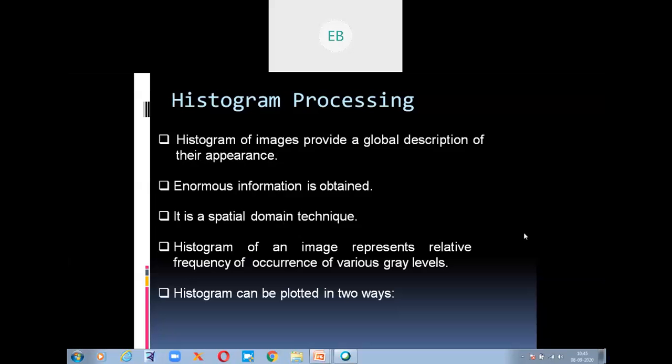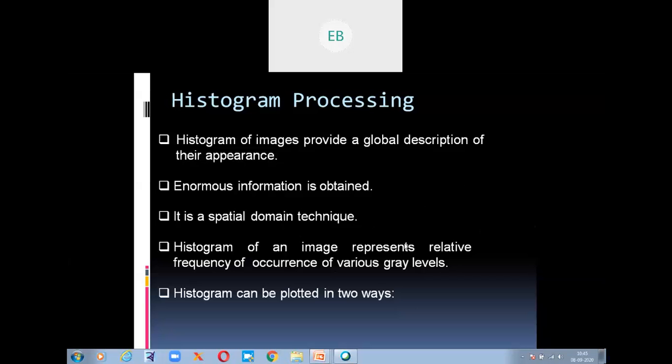Okay guys, what is a spatial domain technique? Do you remember this term? Spatial domain technique means this technique applies directly on the pixels of an image, right? That is, the processed value for the current pixel depends on both the current pixel value as well as the surrounding pixels. That is known as a spatial domain technique, remember?